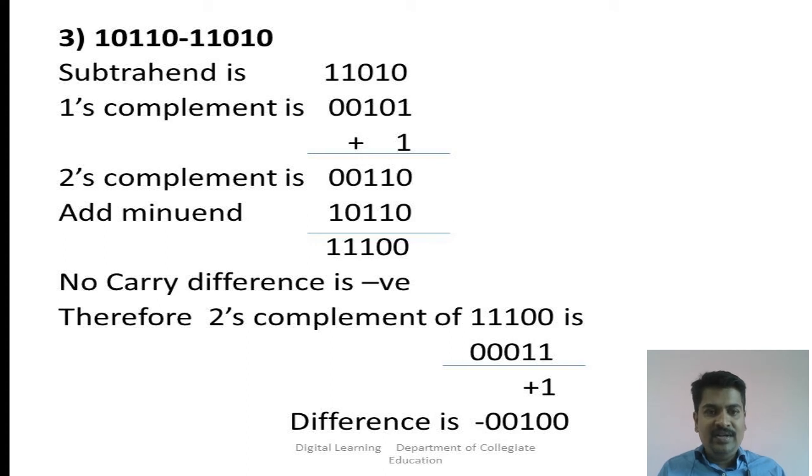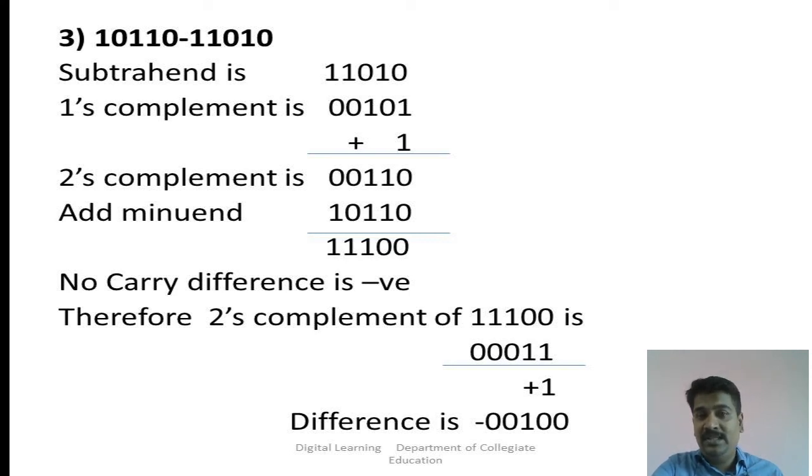After that, add 1 to the one's complement. If I add 1 to this, 1 plus 1 will be 1 0, right? 0 here and 1 goes here. So I got a 2's complement now. After getting the 2's complement, add the first number, that is the minuend, to this 2's complement of the subtrahend. If I add this, I am not getting the carry here. Final carry is 0. It means I am not getting any carry finally. If no carry, the answer will be negative.